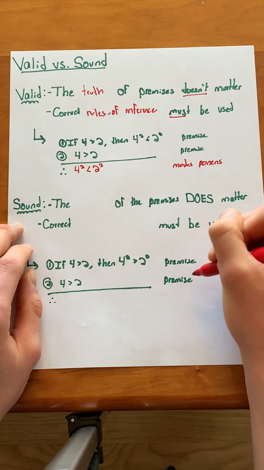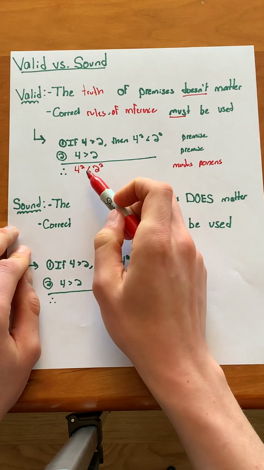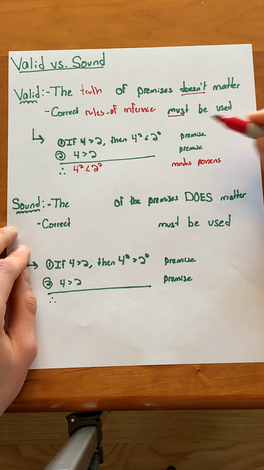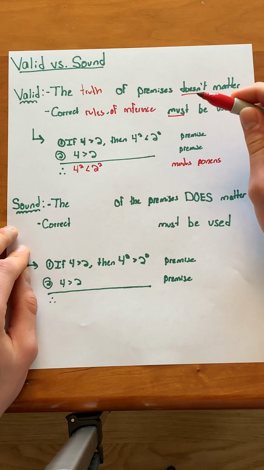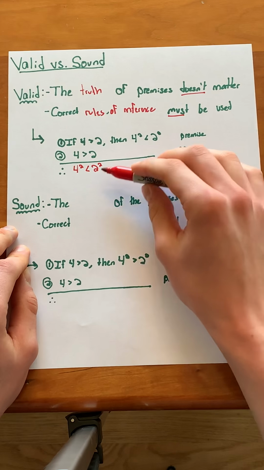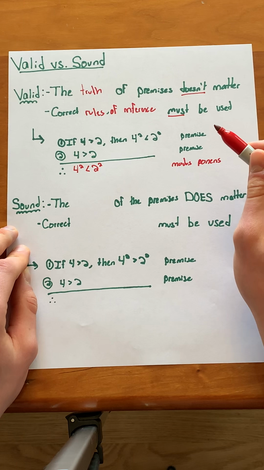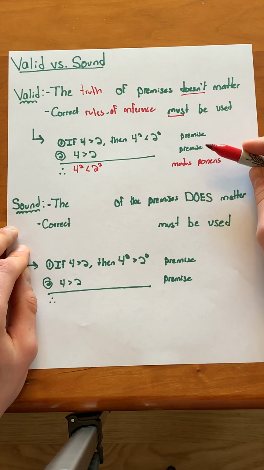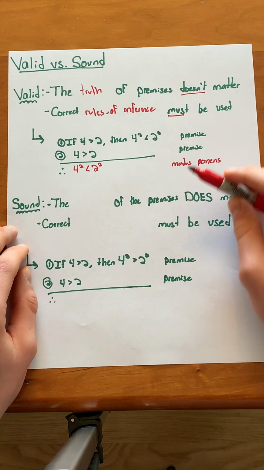However, that seems a little wonky. We know that 4 squared is not less than 2 squared. However, we used a valid rule of inference. Well, the premise we're given was incorrect. So, while we've used the correct rule of inference, we come out with a wrong conclusion. This is still a valid argument, however. Even though the premises were false, we used the correct rule of inference.